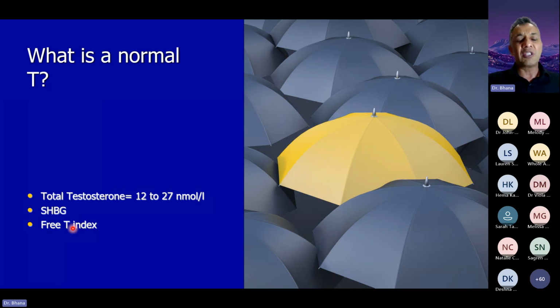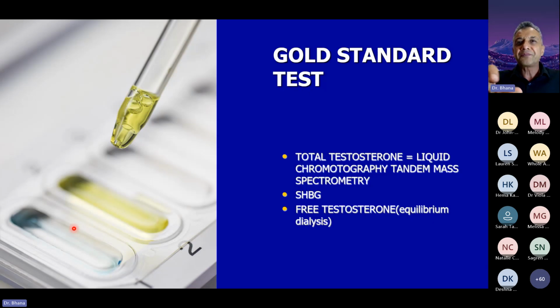And most laboratories will give you a calculated free testosterone index. So it's a calculated one. It's too expensive to measure the actual free testosterone. It can be done, mainly reserved for research, but this is a good enough surrogate marker. So you need to be okay with all three of those. The gold standard in terms of measuring total testosterone is using liquid chromatography tandem mass spectrometry. And free testosterone, which is measured by another system, equilibrium dialysis, is the best. However, it's very expensive.